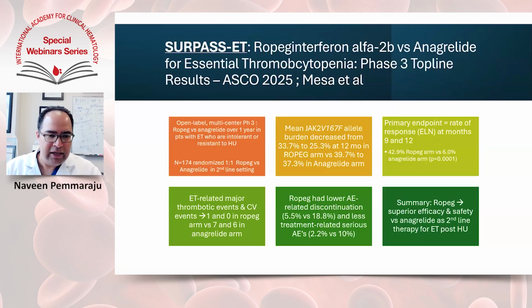So as a phase 3, you had patients who had a mean JAK2 allele burden decrease from 33.7 to 25.3% at 1 year in the RoPEG arm versus less than that in the anagrelide arm. The primary endpoint was met, rate of response by ELN criteria at months 9 and 12. Very positive for the RoPEG, 42.9% versus only 6% in the anagrelide arm.